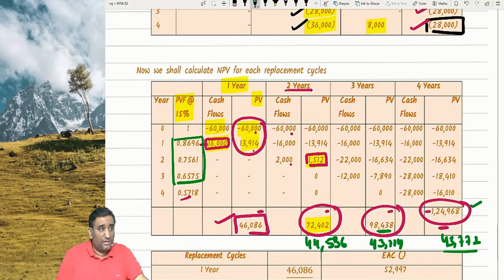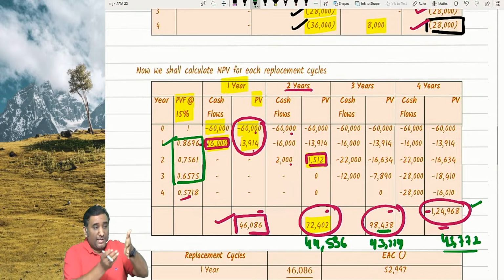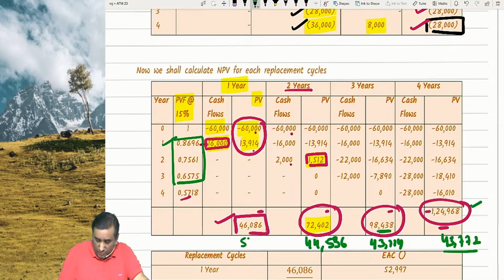Now, actually, most of you will have the doubt. This is not first year. It's 0 period. You have to bring it to 1 year. Divide by 0.8696. It is standing at 0 period. If standing at 0, get to 1 year. Divide by 0.8696. How much do we get? 52,997. That means if we replace after 1 year, our average every year costing is 52,000 or 53,000.